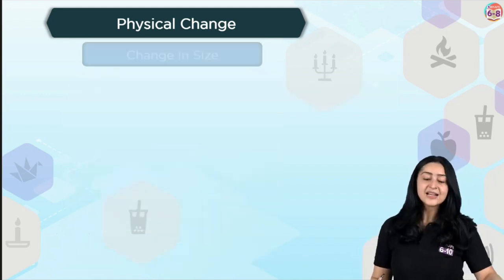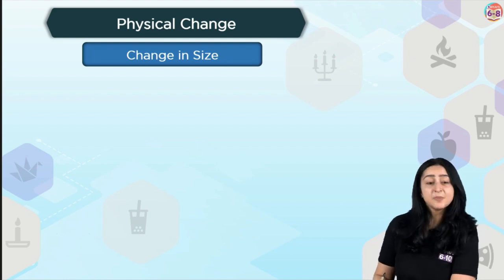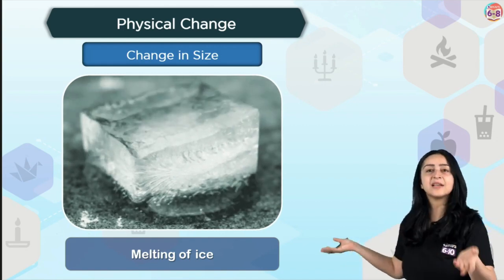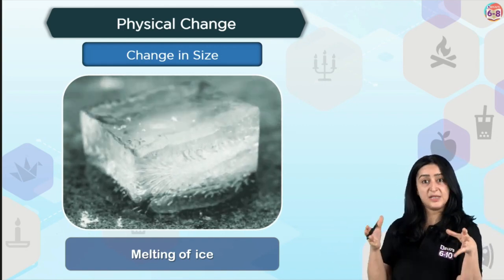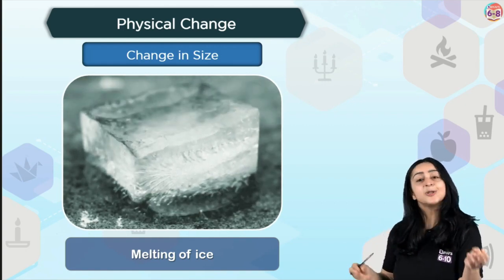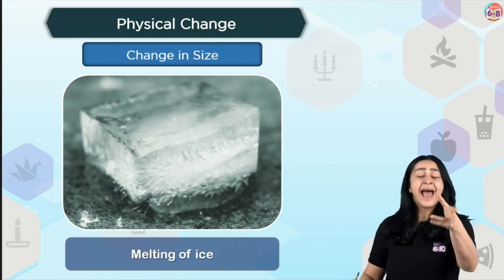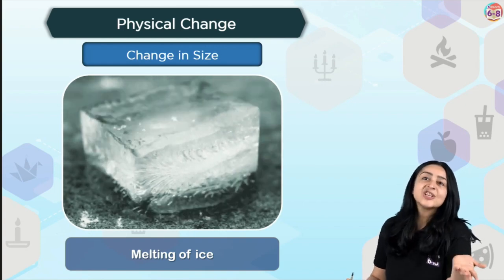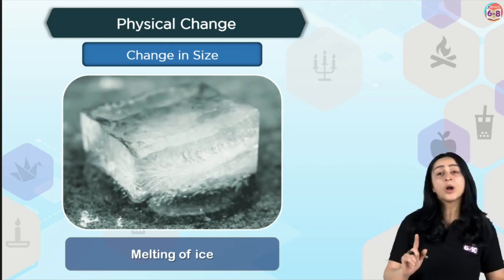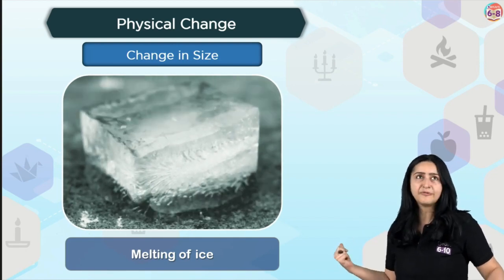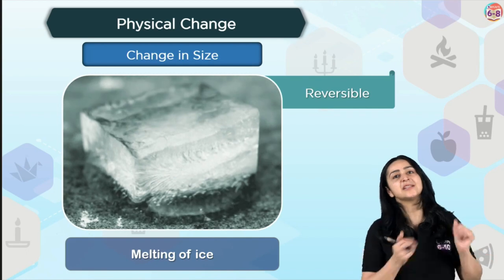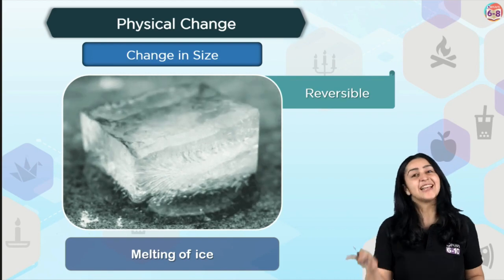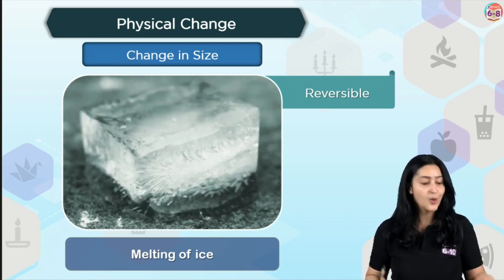Next, let's talk about our next physical property, which is change in size. What are we doing? We're changing the size. For example, ice melting starts as a big block of ice and then changes its size. Or if you take an apple and cut it, the apple changes its size. What sort of change is melting of ice? It's a reversible change, because you can freeze it and it will become ice again. But if you cut an apple, can you get the apple back? No, that's an irreversible change. So you see, physical changes can be either reversible or irreversible.